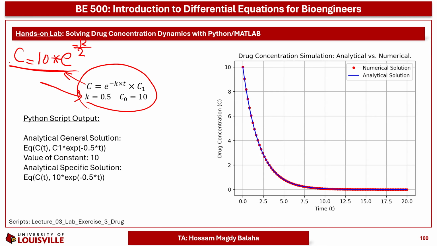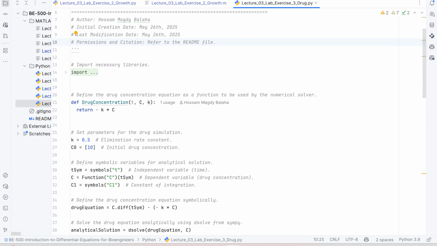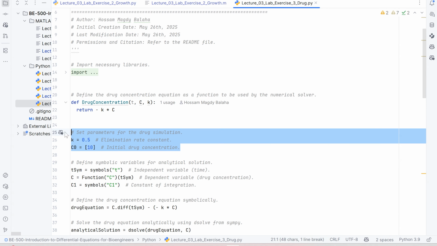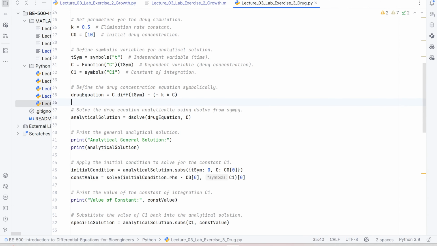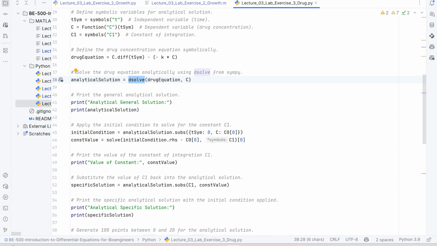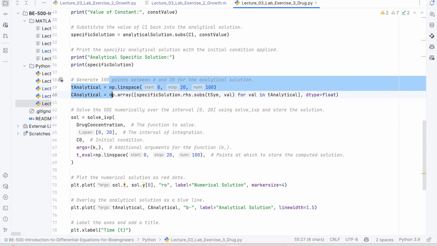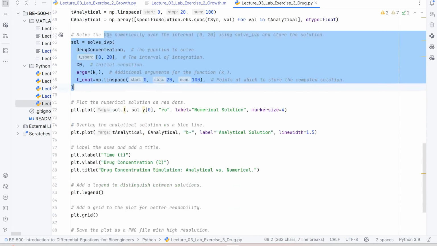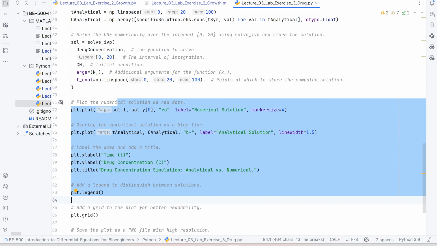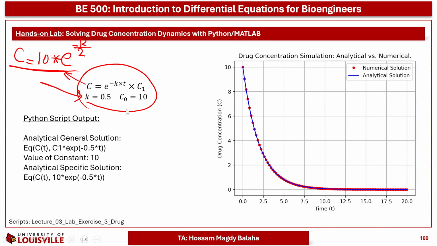We will use the same script, but we will update the equation, constants, and symbols. We will use the same code in Python and MATLAB, but update the model, the initial values or constants, the symbols, and the symbolic equation. We will use the same flow: get the general solution using dsolve, use solve to get the constant value, substitute to get the specific solution, create x and y axes, use solve_ivp to get the numerical output, plot both of them together and update the legends and labels accordingly, and you can save and display the figure at the end. And this would be the output.